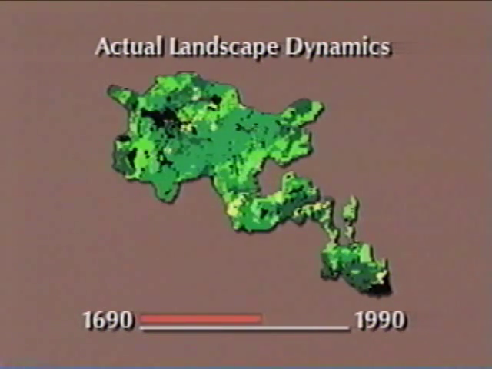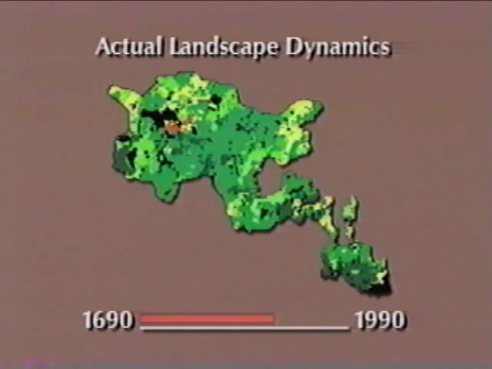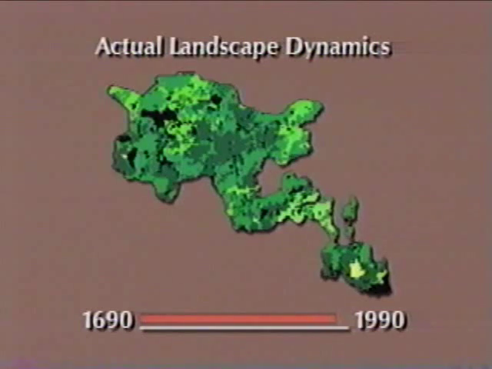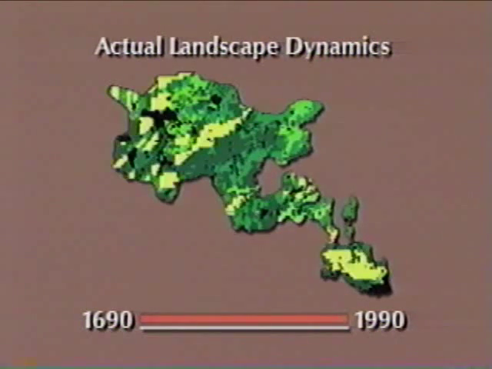From 1872 to 1972, a policy was enacted to suppress all fires. Notice how the forest ages. The advanced age of the forest, combined with drought and high winds, created favorable conditions for the fires of 1988.